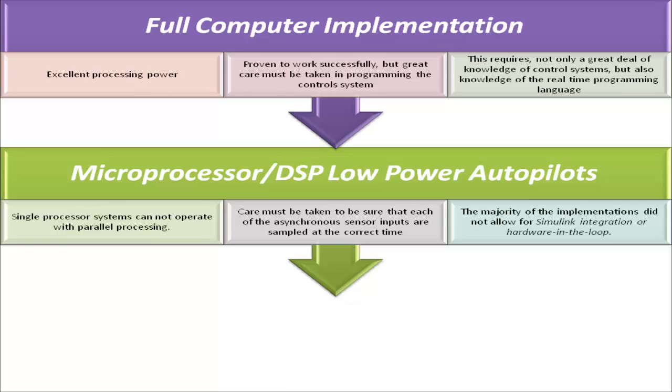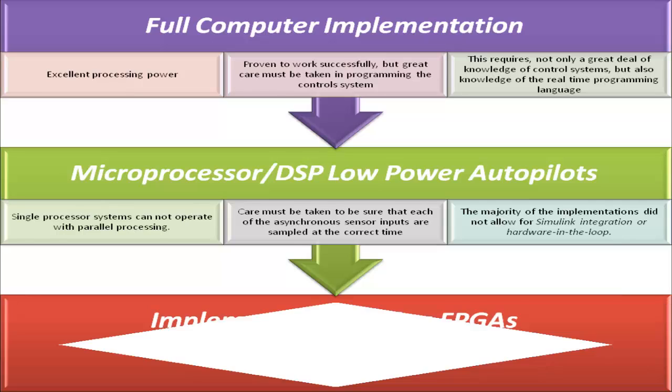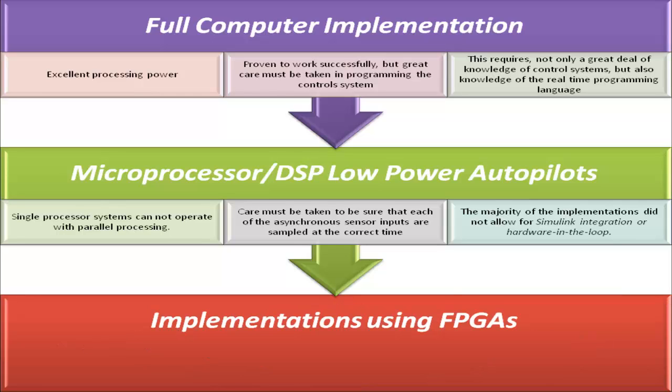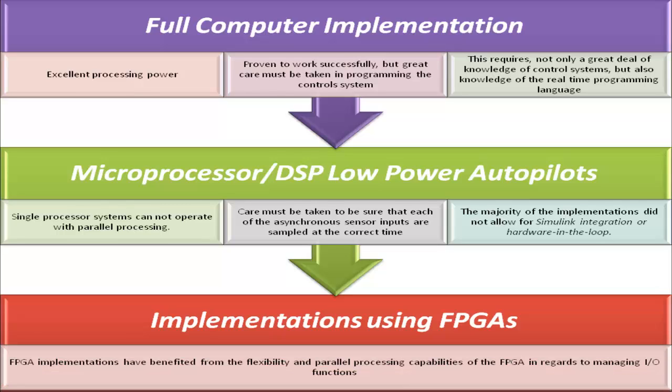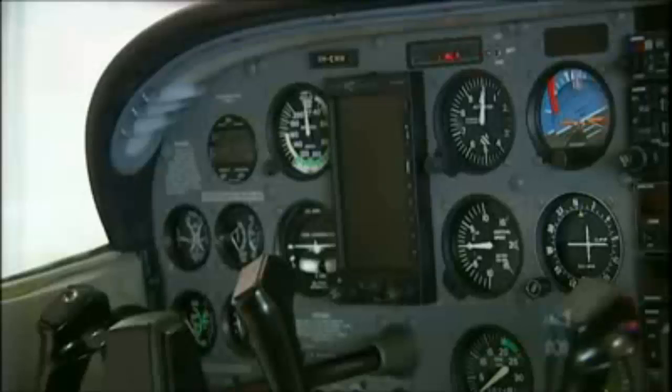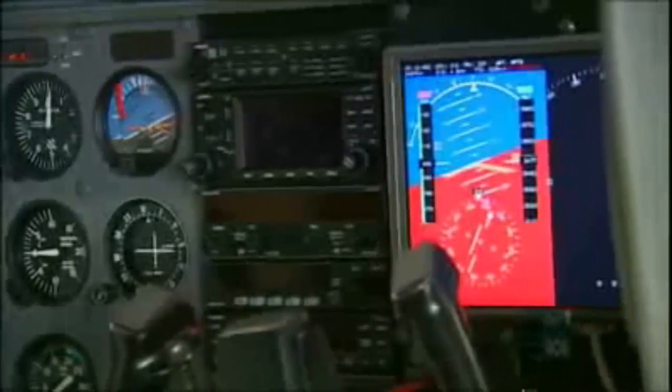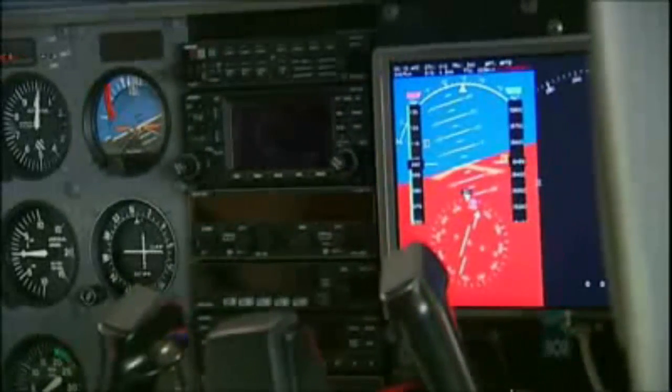And the last one is the FPGA implementation. FPGA implementations have benefited from the flexibility and parallel processing capabilities of the FPGA in regards to managing input-output functions. How is this implementation of FPGAs in the autopilot system going to work?